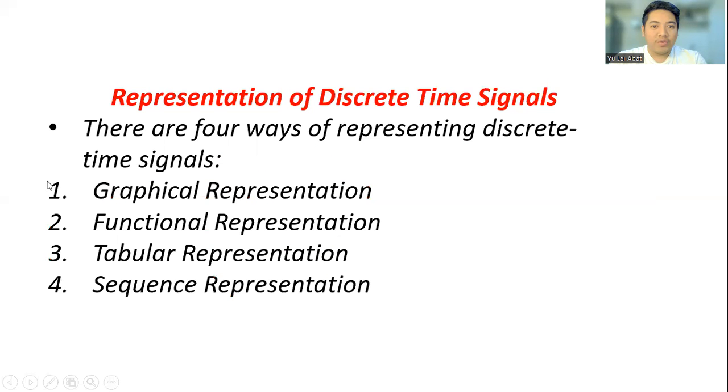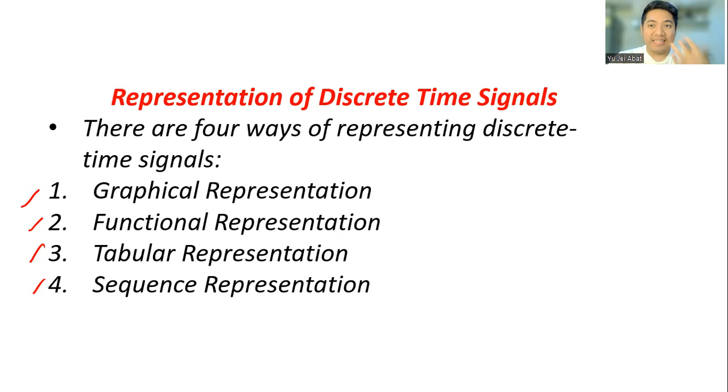There are many ways to represent discrete time signals. Basically, we're going to tackle four very briefly. Number one, we have graphical representation. Number two, we have functional representation. Number three, we have tabular representation, and number four, we have sequence representation. So let's go first with the graphical representation.